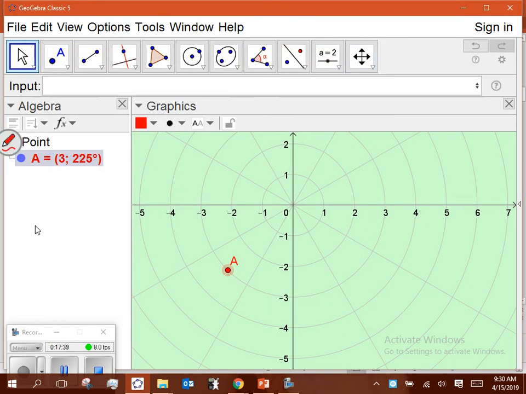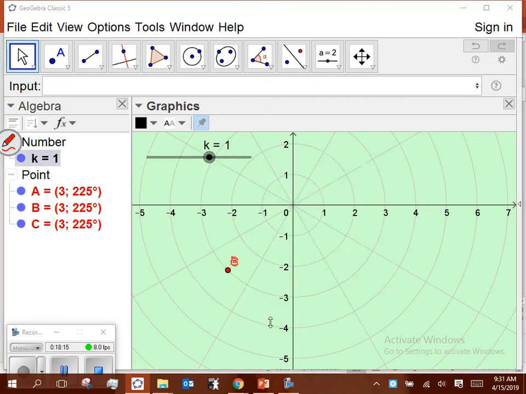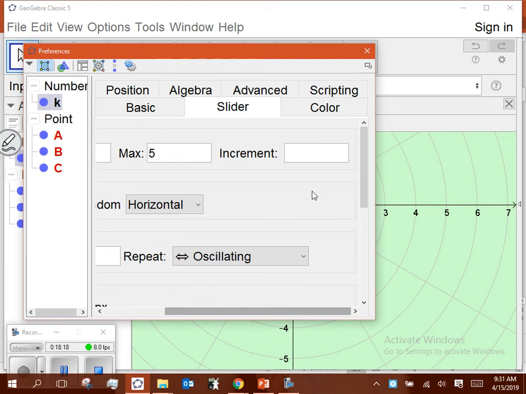So 225 degrees. Now, if I would have typed in 3 comma 5 pi over 4, is it the same point? Yeah. So we started with negative 3 pi over 4, and I add to it 2 pi k. Now, why would I add 2 pi? It's because that's the coterminal angles, right? So you're going to be the same angle. And then k is going to be my integer that allows me to slide this thing. Let's go increments of 1 between negative 5 and 5.